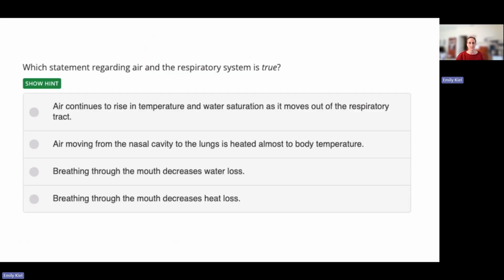So looking at this quiz question, take a minute to read it and pause if you need a moment to choose an answer.